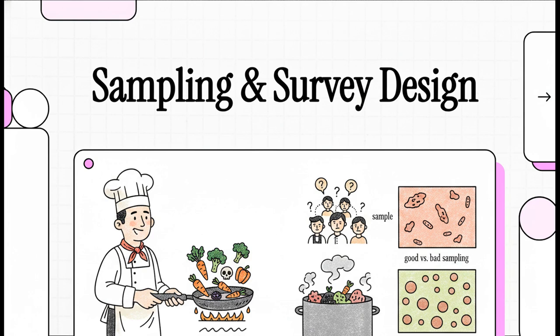Okay, I want you to imagine for just a second that you're a world-class chef. You're working in a state-of-the-art kitchen using the absolute best culinary techniques known to humanity. But if the ingredients you toss into your pan are rotten, well, it doesn't matter how great of a chef you are, that meal is going to be terrible. Research operates on the exact same principle.